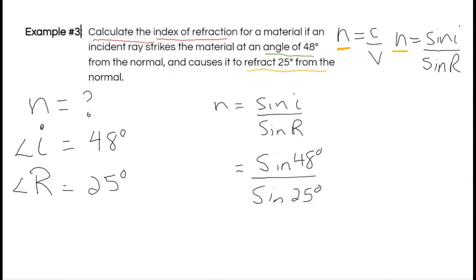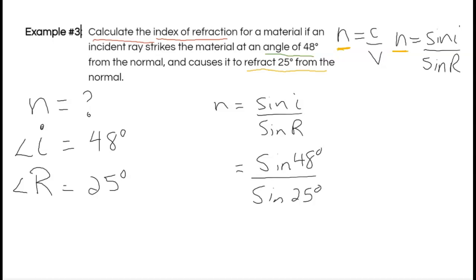Now your calculator is either a forward calculator or a reverse calculator, and you're going to know based on how you need to type this in. Some of you will need to type in the 48 degrees first, and then the sine, and then maybe an equals. Others of you will just type in sine first and then 48 and go from there. So you have to be comfortable with your own calculator.